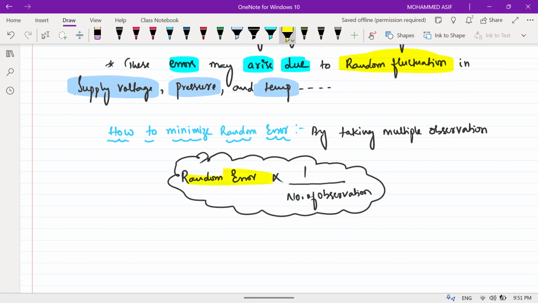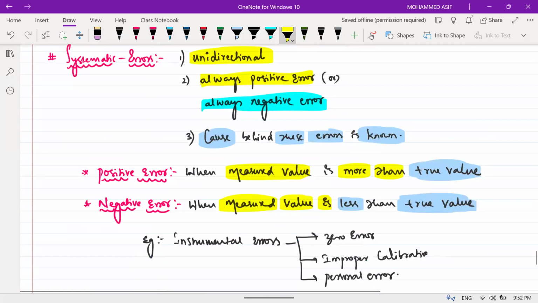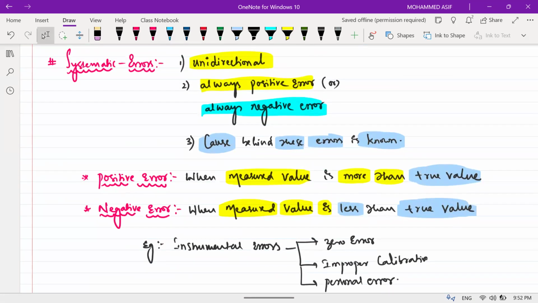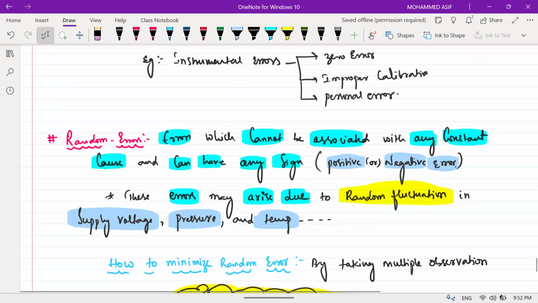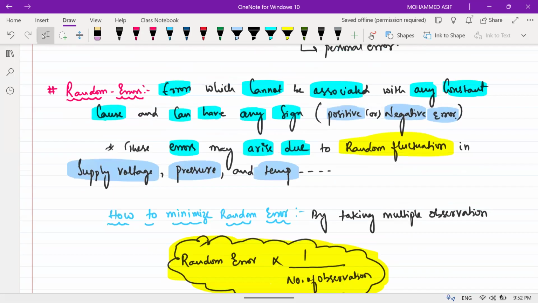Am I clear with this one? Random error is inversely proportional to the number of observations: the more the number of observations, the lesser will be the random error. Am I clear with the systematic error and random error? Systematic error means the error which is in our control, whose cause is known. Random error means the cause is not known. That is the only difference you need to remember.